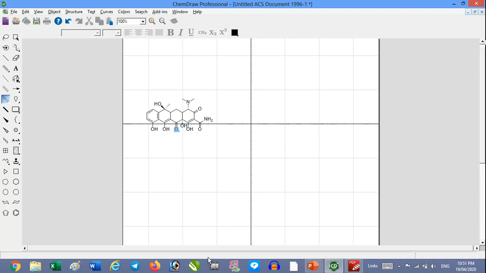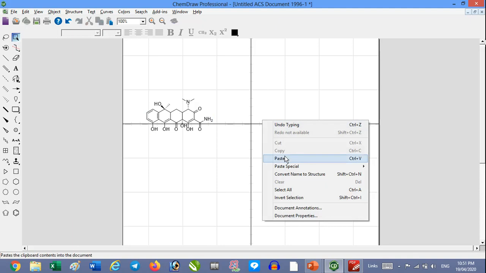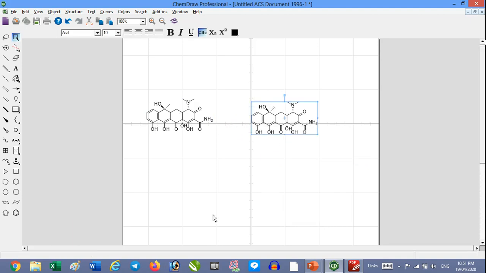In between these two we have OH and amide group, C double bond O, N,N-dimethyl amino, OH at the top side, CH3 at the bottom side. So this is the structure of tetracycline. But in our syllabus, friends, we do not have tetracycline, we have the structure of oxytetracycline. What does oxytetracycline mean?